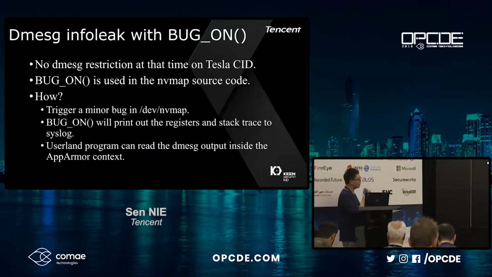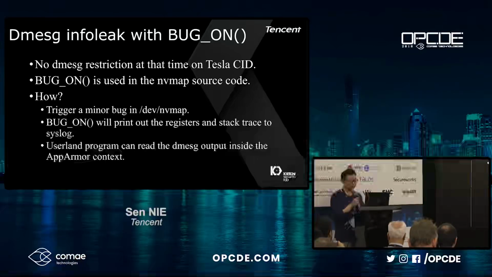And the second one is another type of info-leak bug. This bug is also very interesting, but it works in the earlier version of Tesla kernel. In the version maybe 2.6, there is no dmesg restriction. A low privileged user process can also read the dmesg output. And the second is that the BUG_ON function just writes the oops message to the syslog and lets the user process die. So we can imagine a scenario, and which really happens.